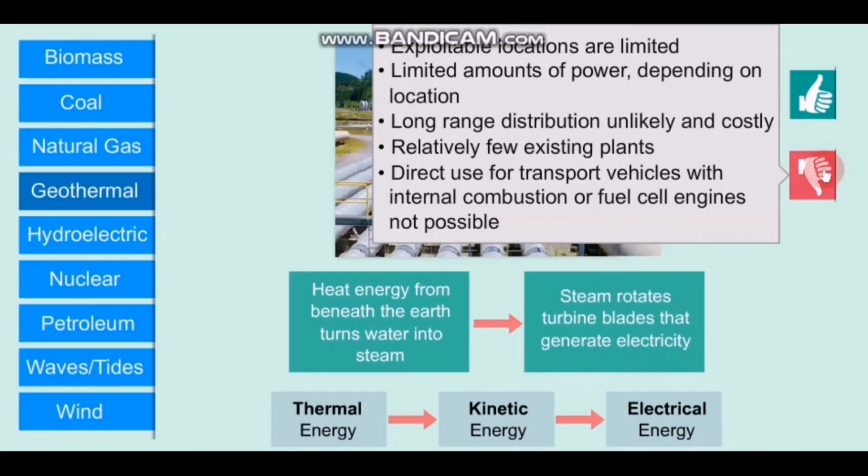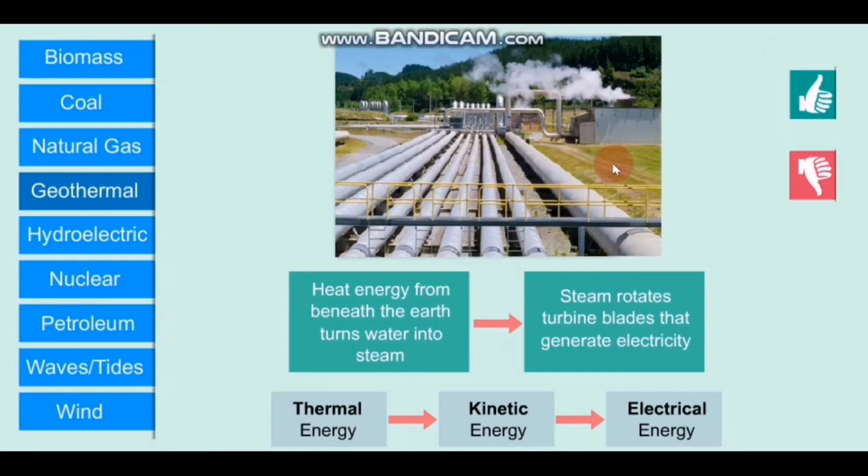While the disadvantages are that exploitable locations are very limited and there are only a few existing plants globally. It generates a very limited amount of power, and long-range distribution is said to be costly, while direct use for transport vehicles with internal combustion or fuel cell engines is not possible.